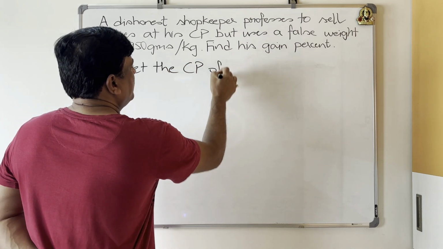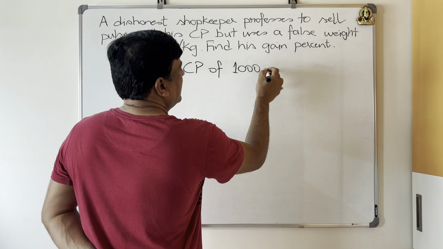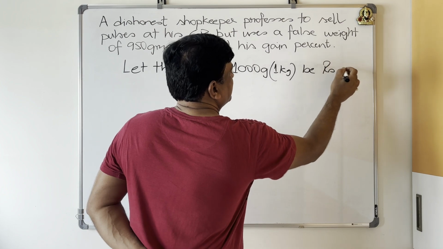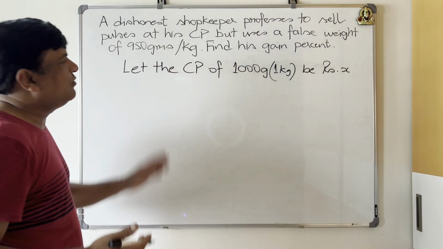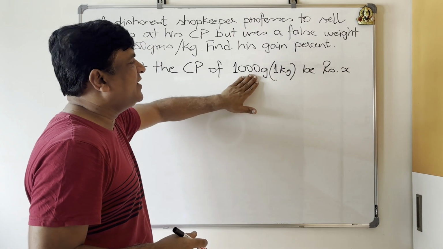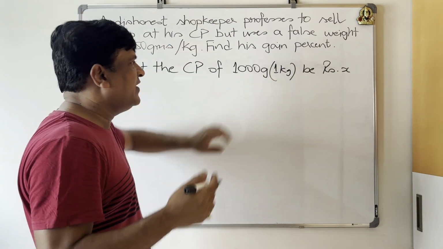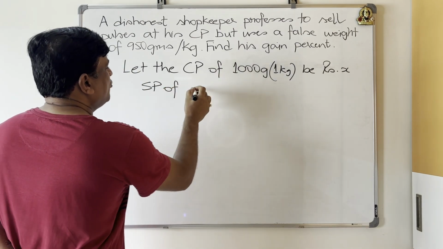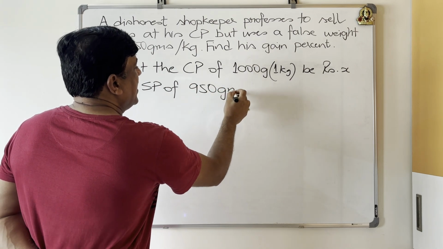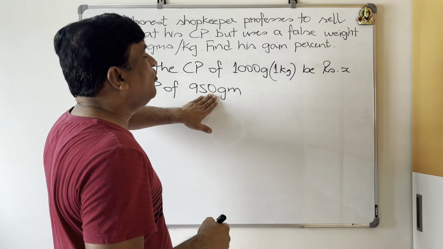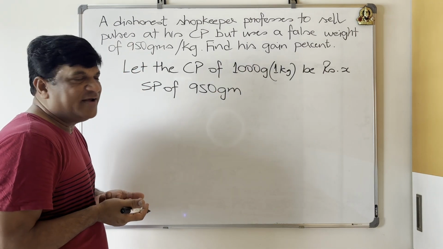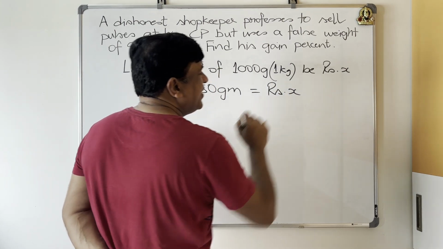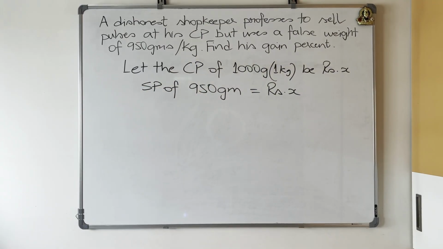cost price of 1000 grams, 1000 grams is 1 kg, right, be rupees X. Okay, that's the cost of 1000 grams. That might have cost him rupees X when he bought this from the factory to sell it. Now what he says is that the selling price of 950 grams, instead of 1 kg, he is only giving 950 grams to the consumer, right, should also be equal to rupees X because he is selling at the same price.